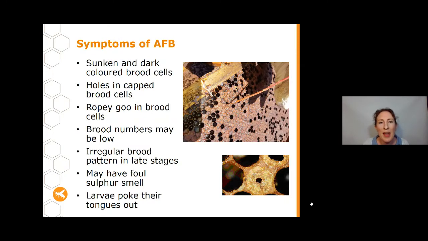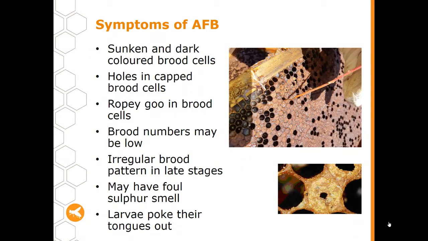Now, the symptoms of AFB include your cells being sunken and dark. In the early stages, you might only see a couple of cells like this, so it's really important to try and catch it early when you see even just a few cells. It could be that those cells aren't capped, so they've got holes in them. These are the ones you want to have a look at for further investigation. Stick your matchstick in there and you should see that ropey goo come out for AFB.